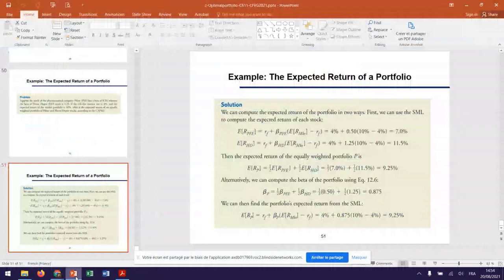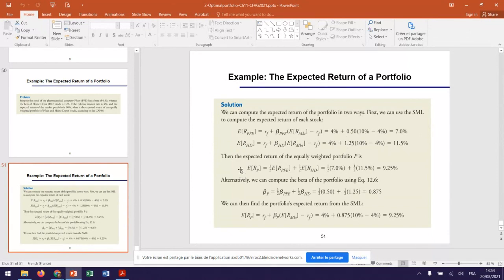Sometimes in the exam I can tell you, okay, the market risk premium is 6%. In that case, you don't need to minus 4%, right? Because the market risk premium already represents E[RM] minus RF. Then you get 7% for Pfizer, and investors should expect a higher return when they buy or hold the Home Depot stock, because the beta is bigger, 1.25, so they require 11.5%.